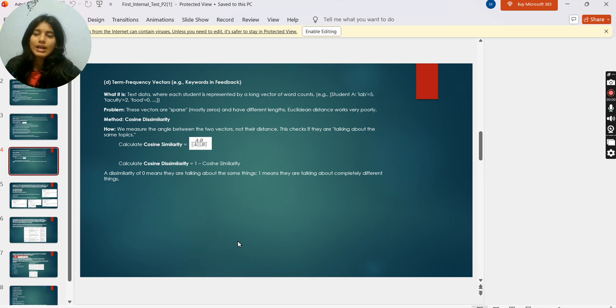So we'll calculate the cosine similarity by the formula A dot B upon mod of A and mod of B. Calculate cosine dissimilarity by 1 minus cosine similarity. A dissimilarity of 0 means they are talking about the same thing. 1 means they are talking about completely different things.